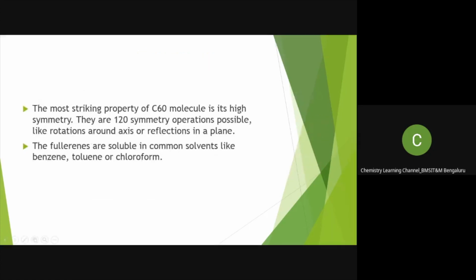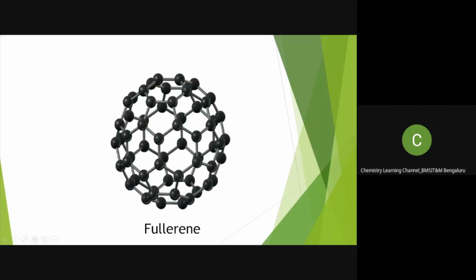So the most striking property of the C60 molecule is that it has high symmetry. There are 120 symmetry operations possible, like rotations around an axis or reflections in a plane. These are soluble in common solvents like benzene, toluene, or chloroform. So this is the structure.